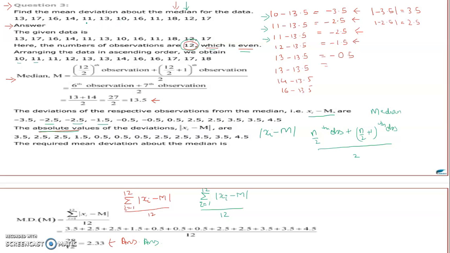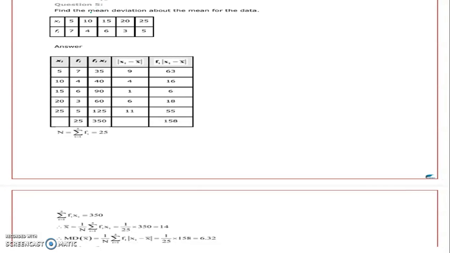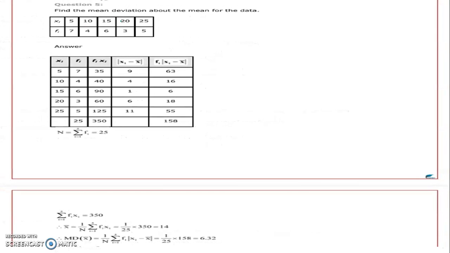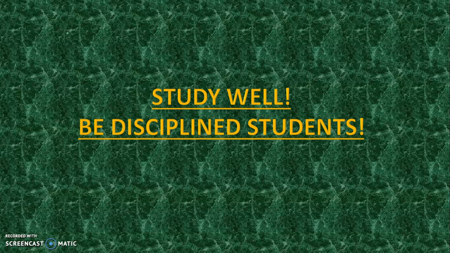So you can try question number 4. Then I will explain how to calculate mean deviation when it is grouped data. I'll show you question number 5 later, so you can complete question number 3. Repeat this in your fair registers, and question number 4. Then for the next class, I will explain question number 5, how to calculate mean deviation when it is grouped data. So study well and be disciplined, students.